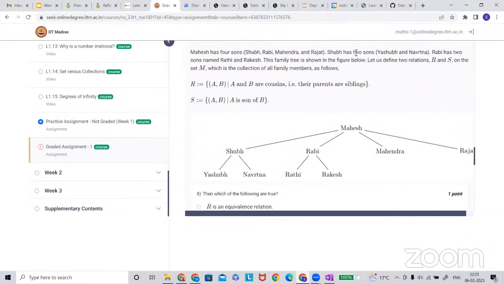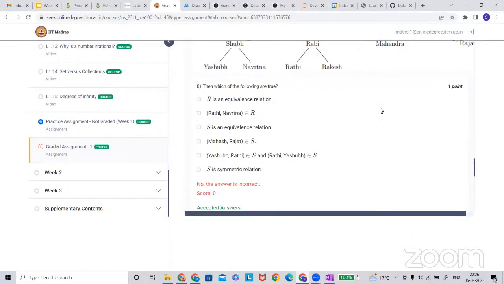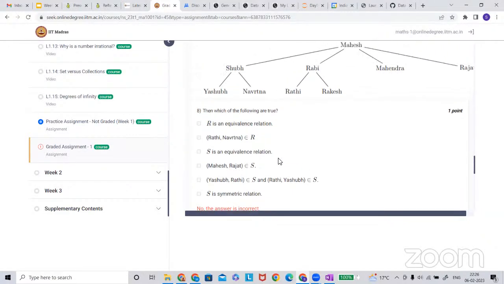Just calculate that. This is the collection of sons, and Shubh has 2 sons. Sir, in that question, Shubh-Rati belongs to yes, and Rati-Shubh belongs to yes. Is that option correct, sir? No, this is not. Actually, this is asked for the relation R, but there is a typo. Because of the typo, it has happened, so this is not going to be considered for the marks.